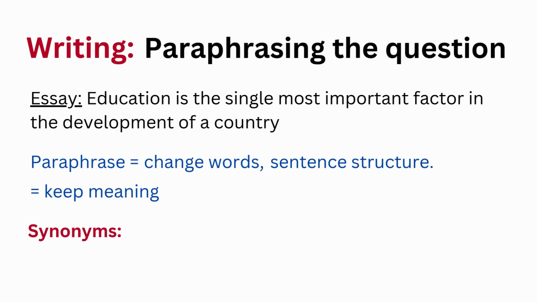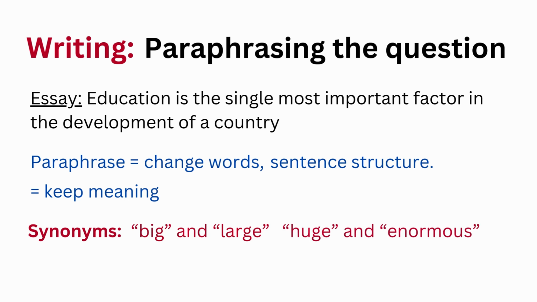Well, we can use synonyms. This might be a new word for you too. Synonyms are words that have the same meaning but are different words. For example, big and large have the same meaning. Similarly, huge and enormous are synonyms. They mean the same thing but are different words. So, to paraphrase, you need to use different synonyms. This ensures you're not just copying the original words. Instead, you're using words that have the same meaning but are unique and your own.